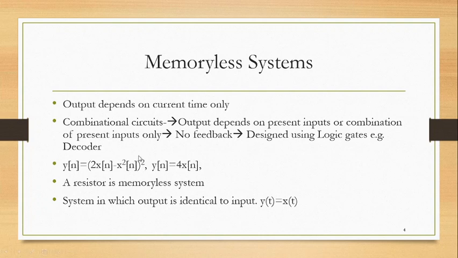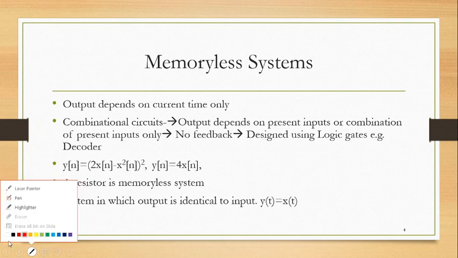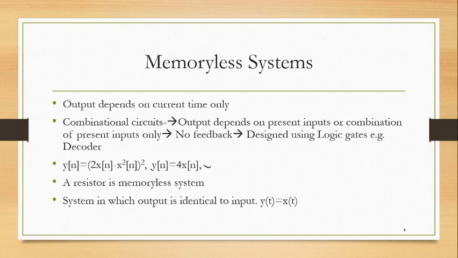Another example I have given is the maths equation. As you can have a look, this maths equation, y of n is equal to 2x of n minus x of n whole square. Because we have n here, the output is depending on the present input only. Similarly, y of n is equal to 4x of n, the output depends on the present input only. There is no value of the past. We can also say that a resistor is a memoryless system. Systems in which output is identical to input are, of course, memoryless systems.